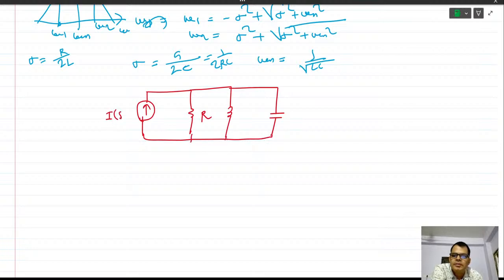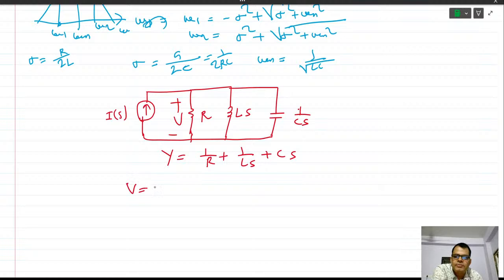This is your s domain. I will be coming to find the critical conductance. So this is the Ls and this is the 1 upon Cs, right? So Y is equal to 1 upon R plus 1 upon Ls plus Cs. So V equal to I upon Y, that is I upon 1 upon R plus 1 upon Ls plus Cs.